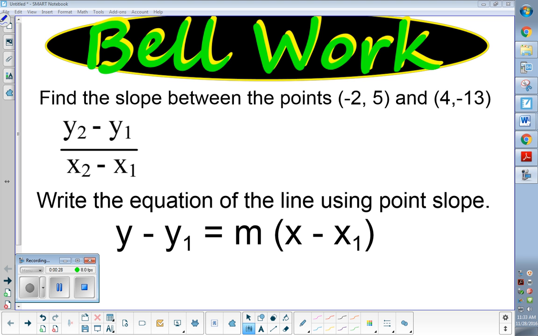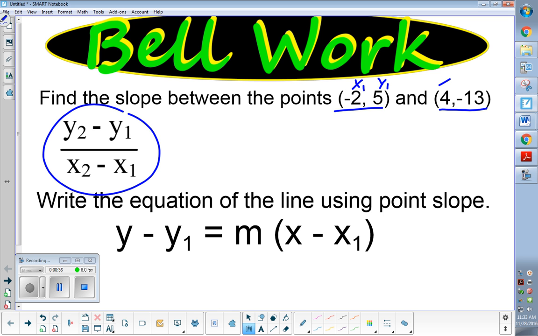Find the slope between these 2 points. So if we've got 2 points, we've got the slope formula. This should be pretty straightforward. x sub 1, y sub 1, x sub 2, y sub 2. We're plugging in. So 13 minus 5 over 4 minus negative 2. You plug them in and you do it.